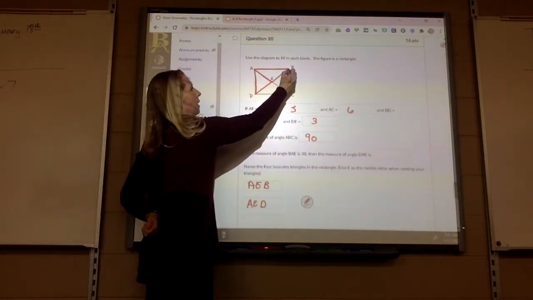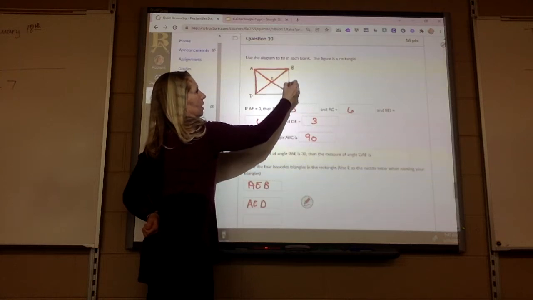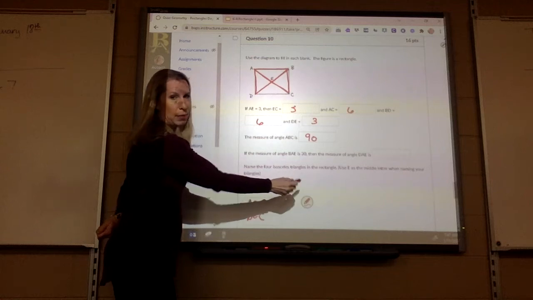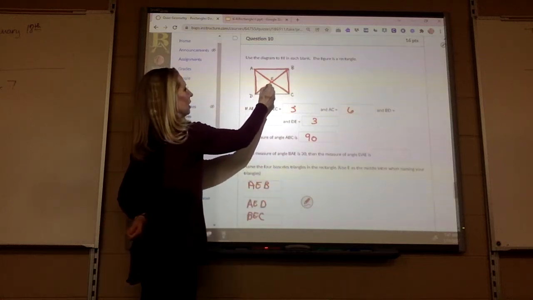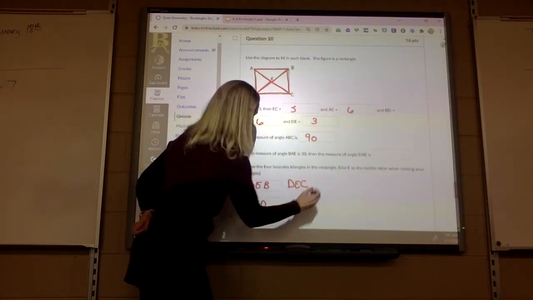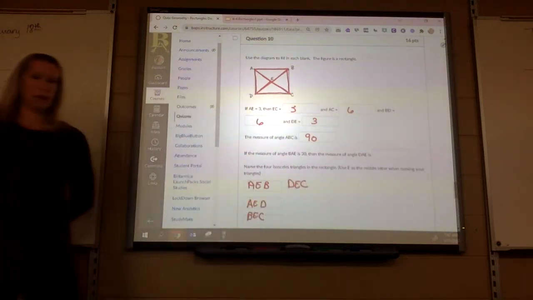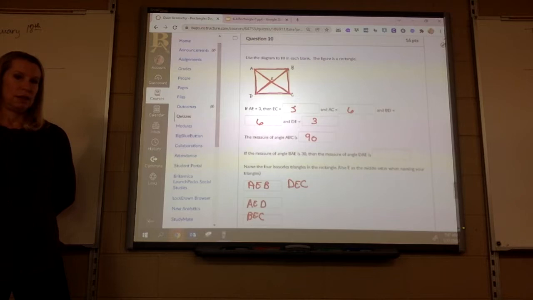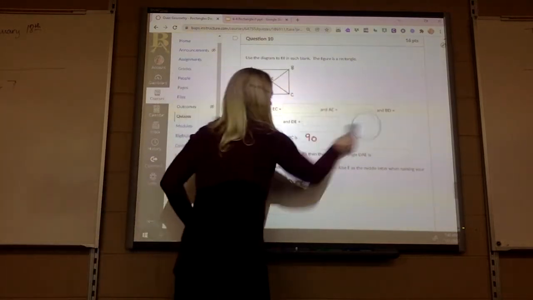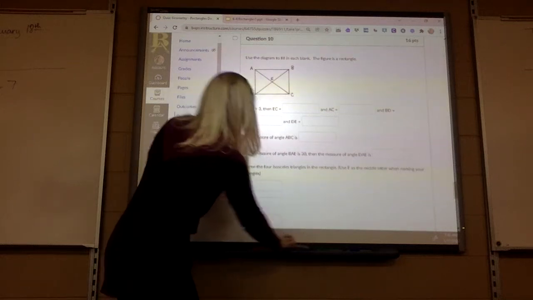We have B, E, C. I'm running out of room. I'll write the other one up here. And then we have D, E, C. And use capitals on that. Are there any other parts to this one?